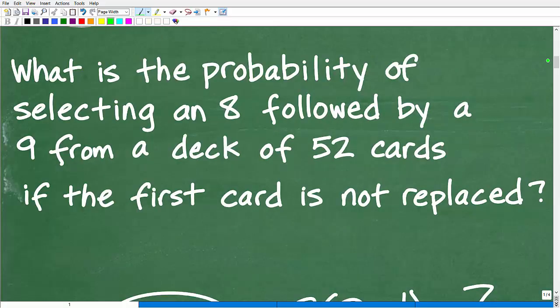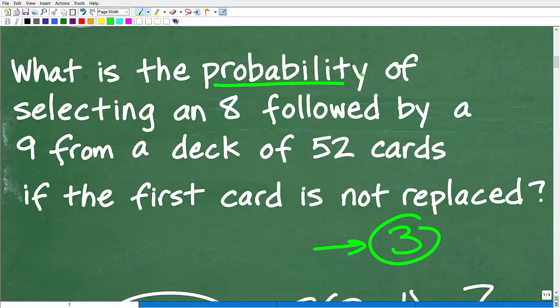Okay, so first things first. We have this math word problem. Always use the rule of 3. Read the problem at least 3 times before you start doing anything. Now, in this particular case, we can see that we're looking for the probability of something, right? So if you don't know anything about probability, you're not going to be able to do this problem.